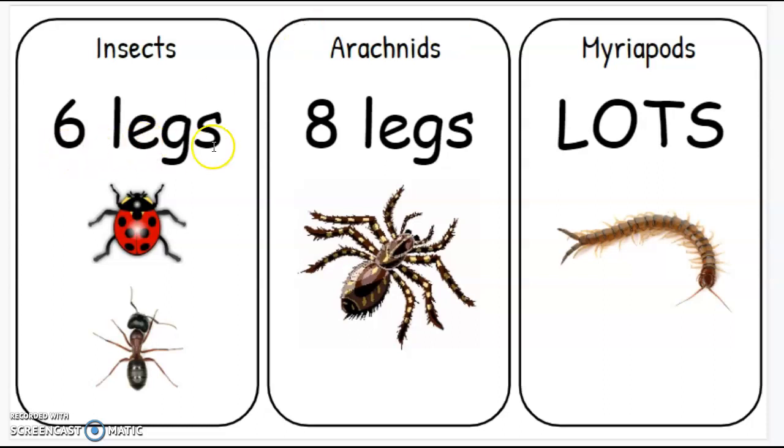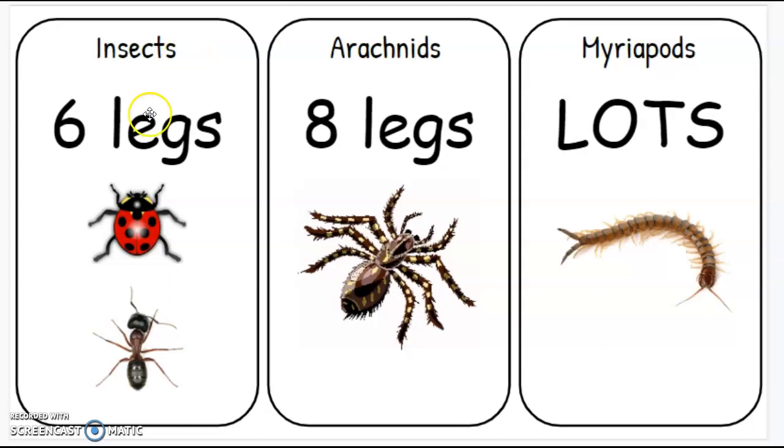Insects have 6 legs. So if you see a bug that only has 6 legs, you know it's an insect. Arachnids have 8 legs. So if you see a bug and it has 8 legs, you know it is an arachnid. Now myriapods, they have lots of legs. So if you see a bug that has more than 8 legs, you know it's a myriapod.